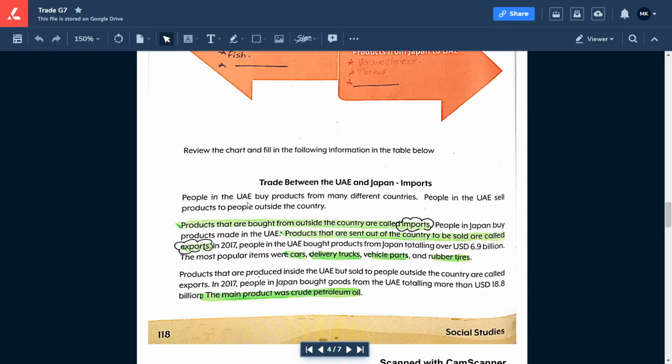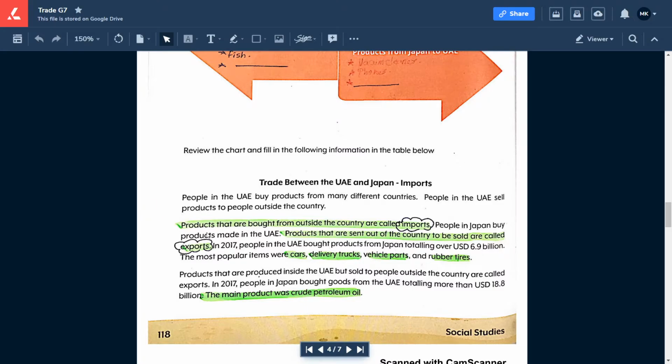Okay, let's read the text. Trade between the UAE and Japan. Imports. What do you think the meaning of import is? We have import and we have export. Remember, if we have this suffix and prefix, this is a prefix ex. It means something out. If we have this prefix im, it means something inside. So imports, things or goods are coming to the country. Exports, things that are going out of the country.